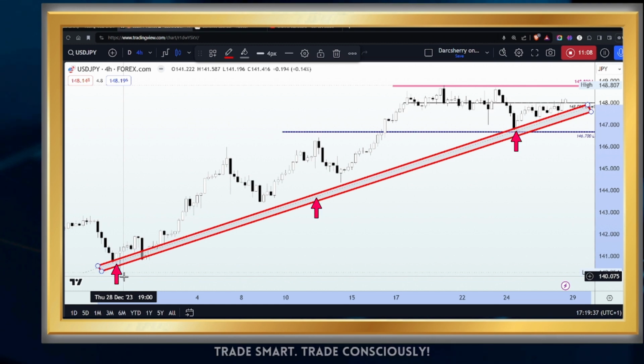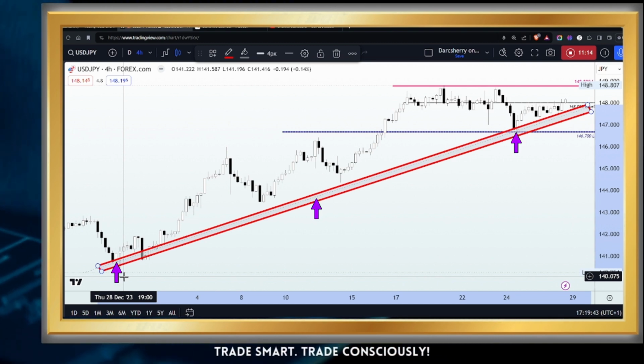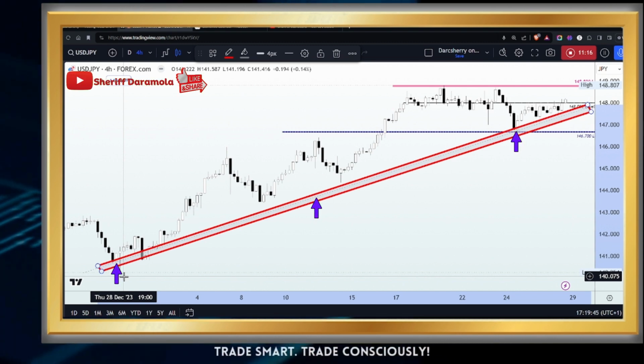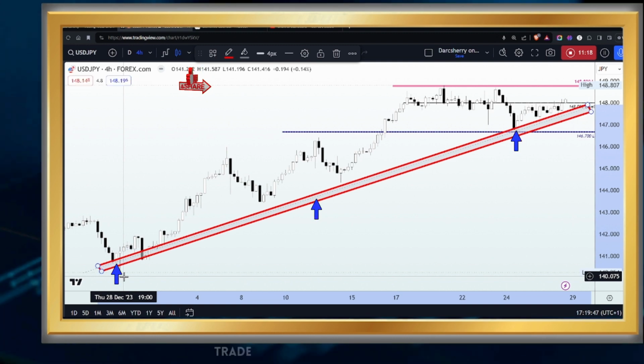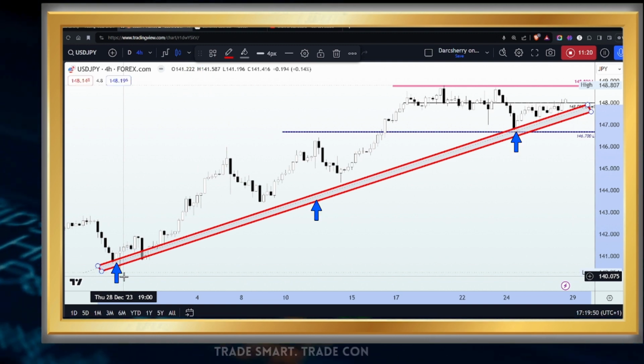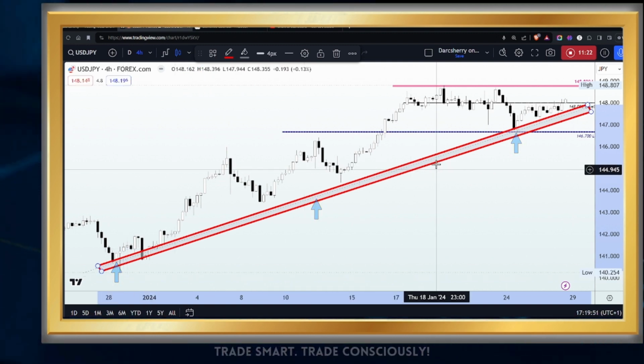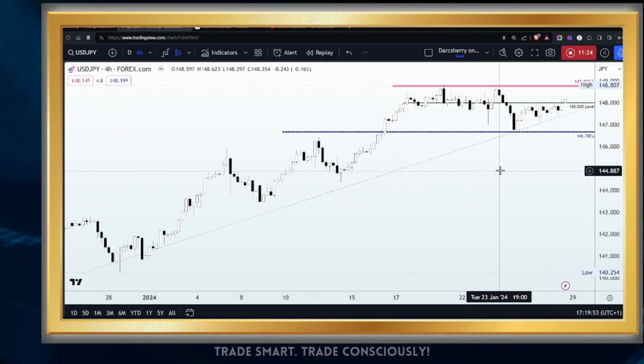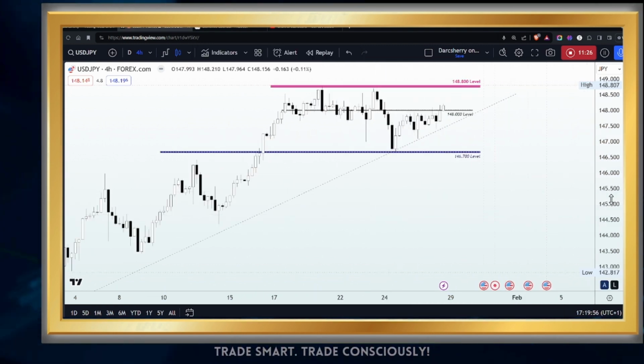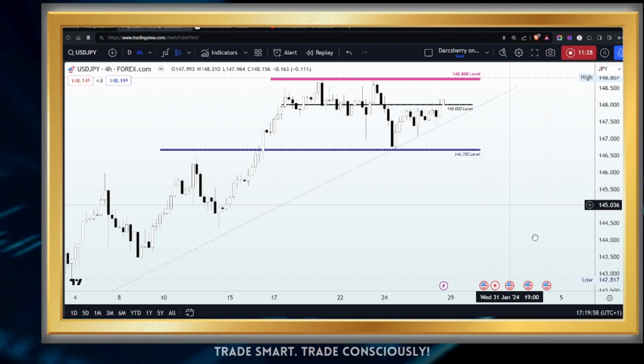Now, you know how we use our ascending trend lines in this community. As long as price action remains above the ascending trend line, we shall continue to look out for patterns and structures that support the idea of buying these assets. Now, besides the ascending trend line, there are a couple of levels here which we will be using.